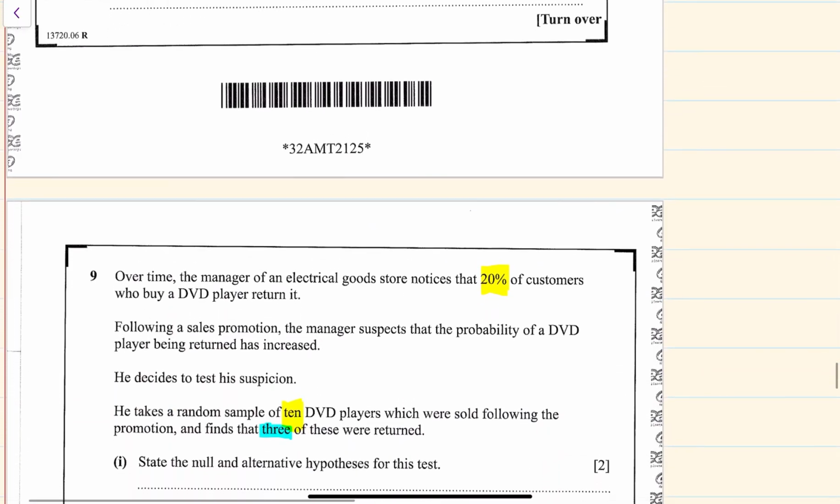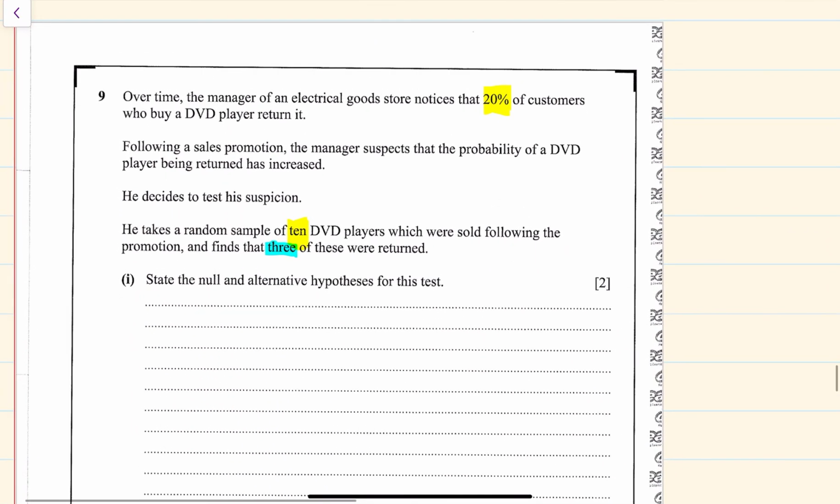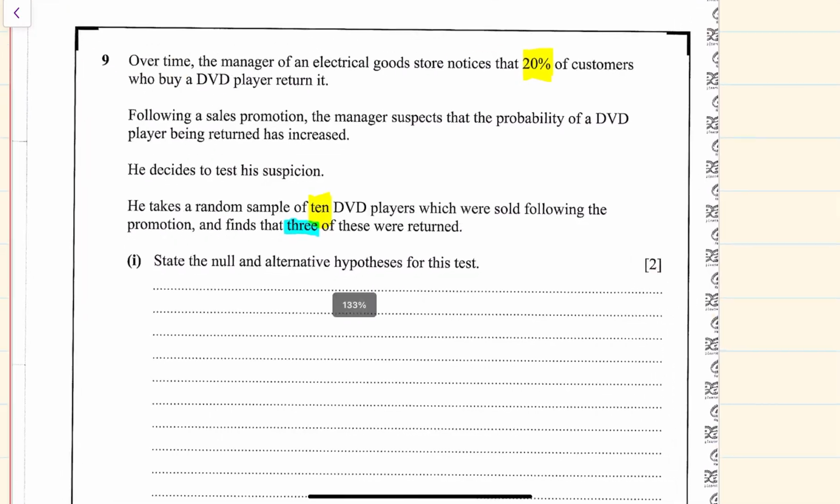Right, let's see. It says, over time, the manager of an electrical goods store notices that 20% of customers who buy a DVD player return it. Following a sales promotion, the manager suspects the probability of a DVD player being returned has increased. He decides to test his suspicion. He tests a random sample of 10 DVD players which were sold following the promotion and finds 3 of these were returned. State the null and alternative hypothesis.